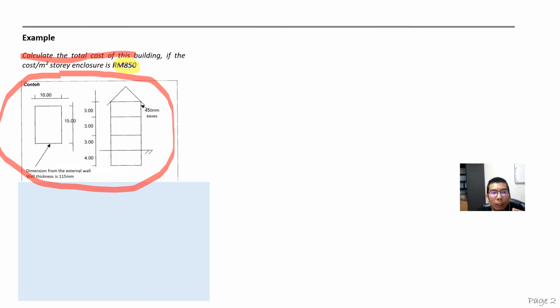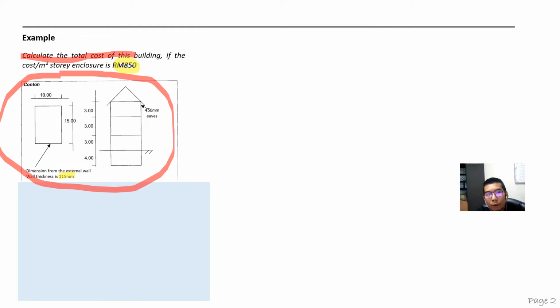Okay, this is the floor plan. 10 times 15, and it's a 3-story building. Story to story, floor to floor height is 3 meter. You've got the basement here, 4 meter, and the dimension of the eave is 450 millimeter. The dimension of the wall here is 115 millimeter.